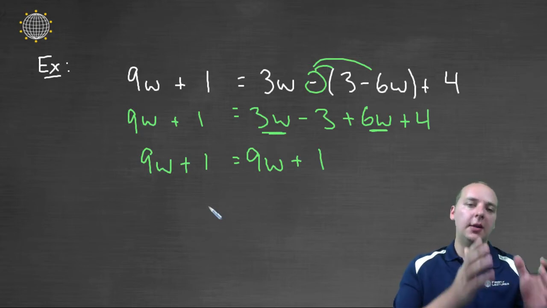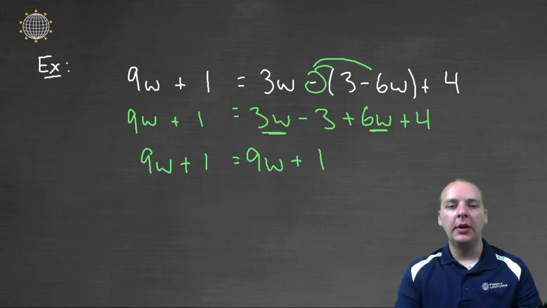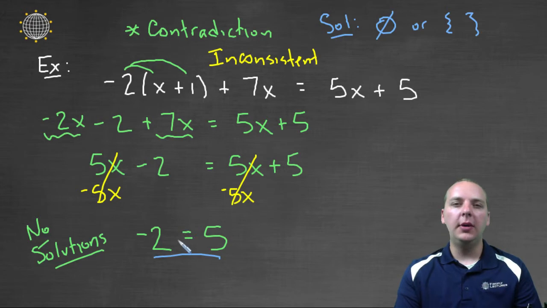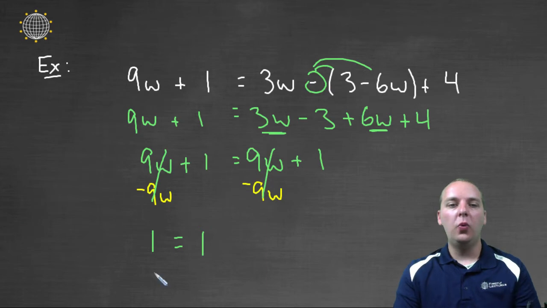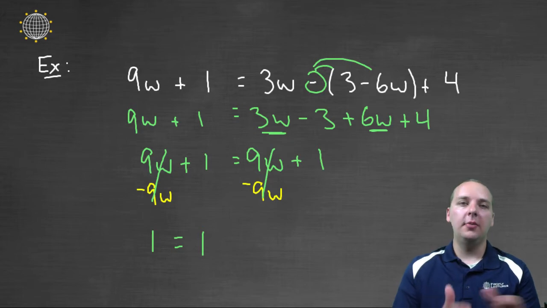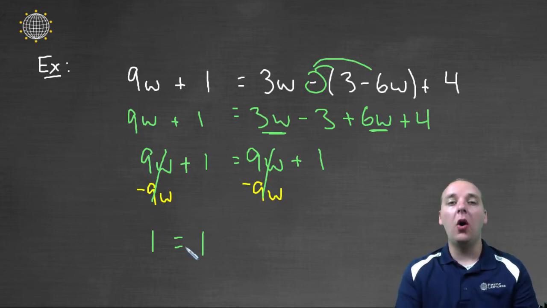Move the variables to one side and move the constants to the other, as we well know. Subtract 9w from both sides, and another funny thing happens. Here the 9w's cancel, and so you get 1 equals 1, which kind of feels like the last example, but with one difference. -2 was never equal to 5, but 1 is always equal to 1. So it's not a contradiction. What this is saying is that there's no value for w that would not make this true. In other words, this is always true.